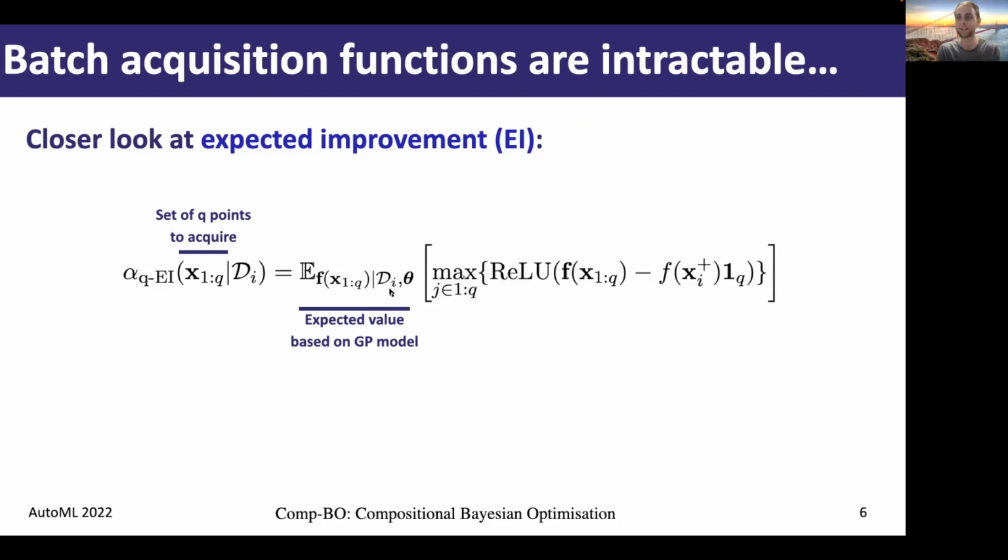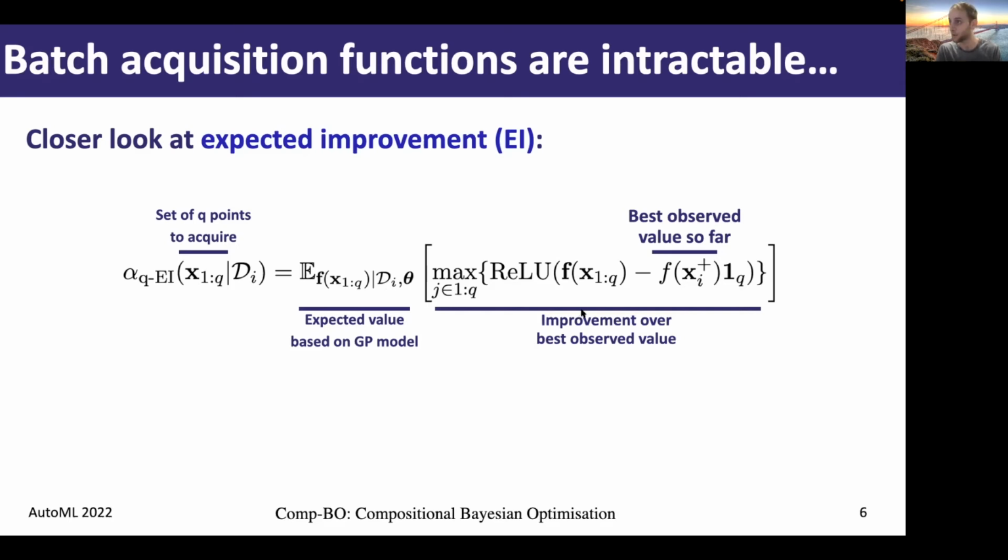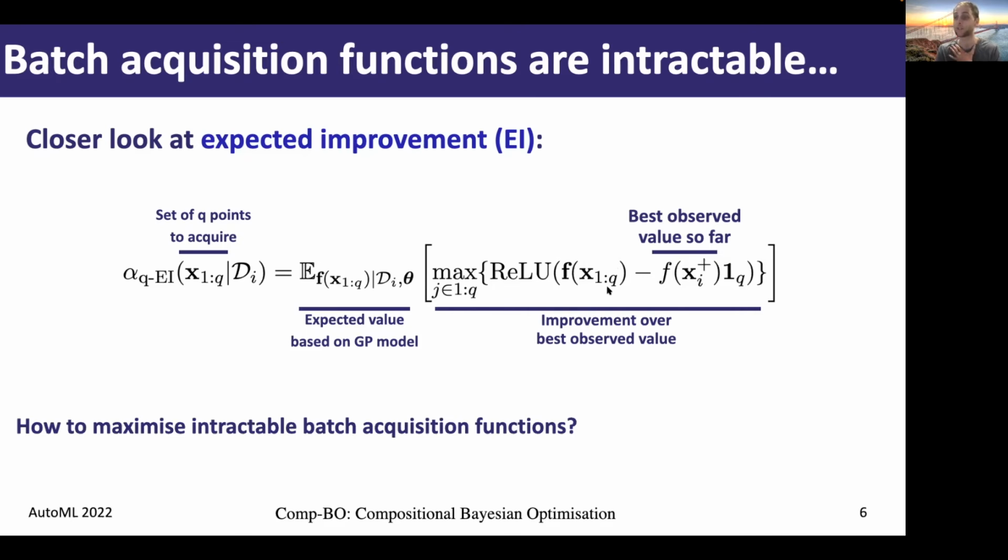And what is inside the expected value is simply the improvement we can get by evaluating the black box at this set of q points x1 to q, because we take this difference between f of x1 to q and the best observed value so far. The problem here is that this acquisition function is intractable when q is greater than 1. And so what we can do is take a Monte Carlo approximation.